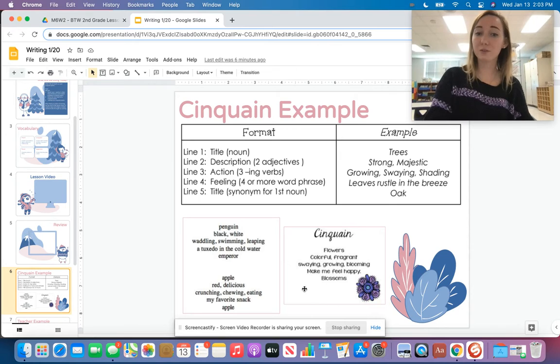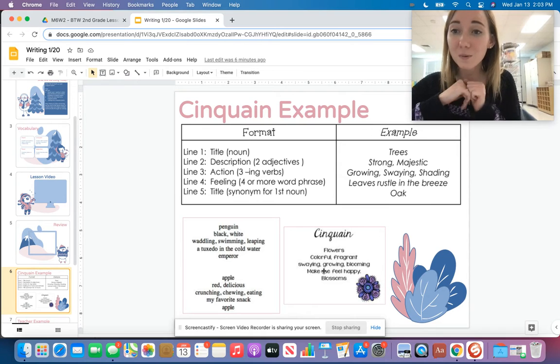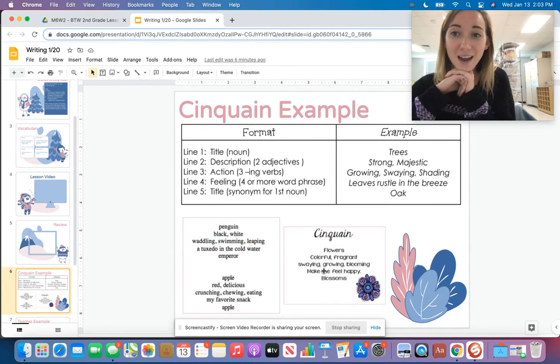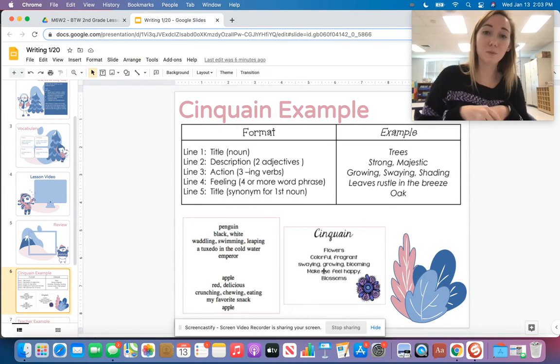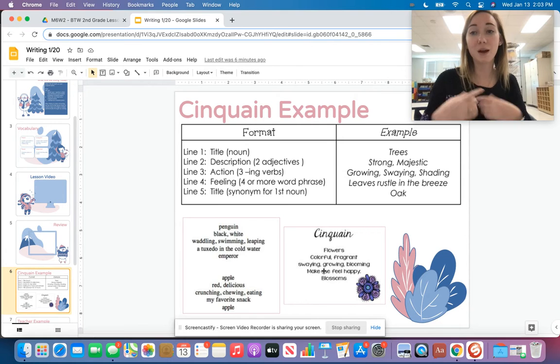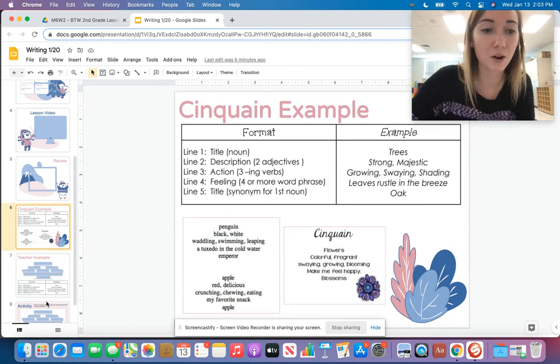So of those three I just read, the one about the penguin, the one about the apple, and the one about the flower, I want you to talk to the person next to you about which one you liked the best and why. All right, and now we are coming back to move on so that I can write an example. I'm going to model making a cinquain for you guys before you get to go make your own.